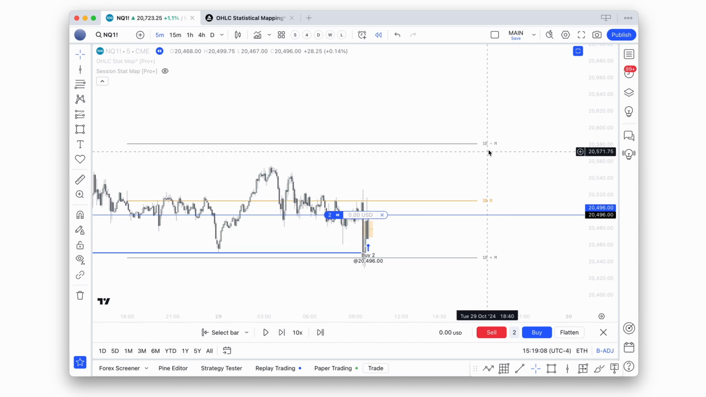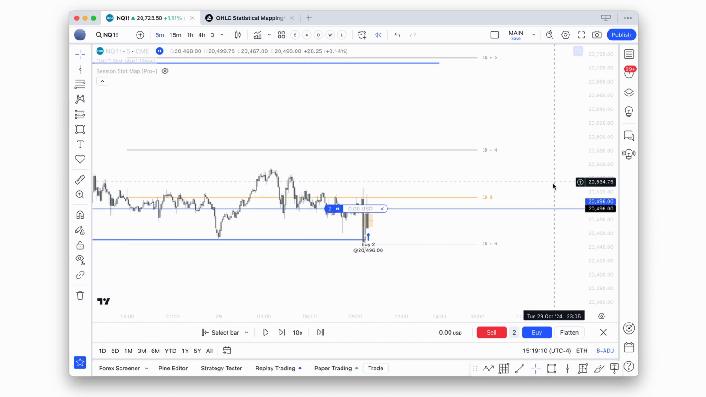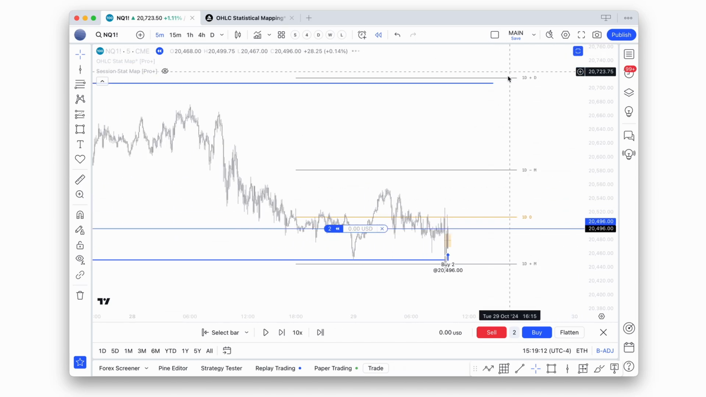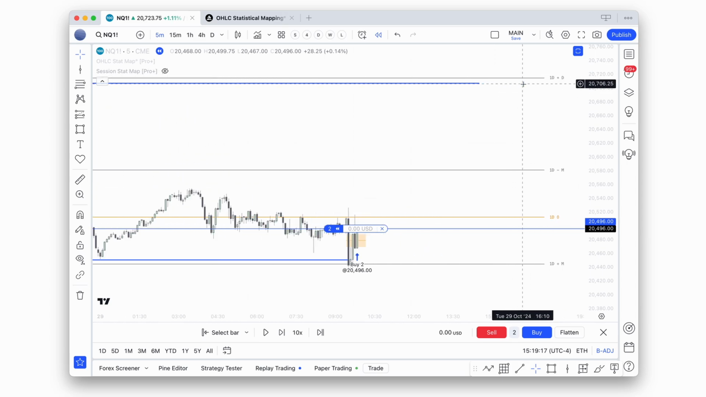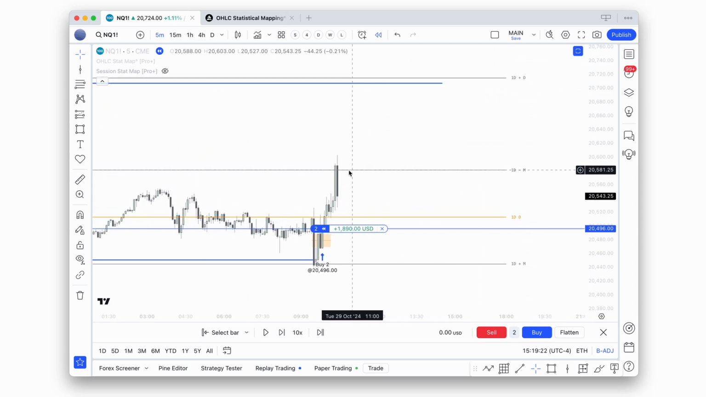I will scale one off at the opposite manipulation level, and I will hold the rest for that liquidity pool with that distribution level. Oops, I missed taking profit there. Let's just still do it. I would have taken profit at this level.